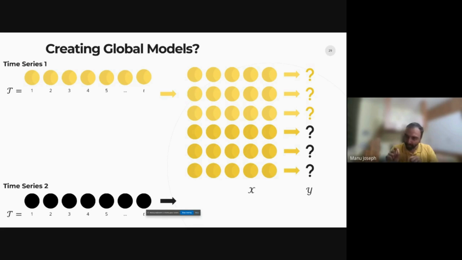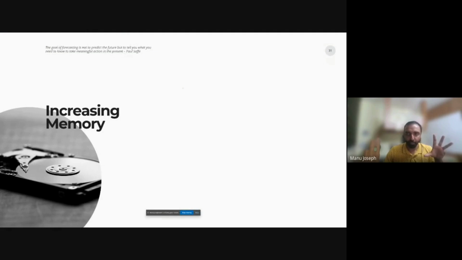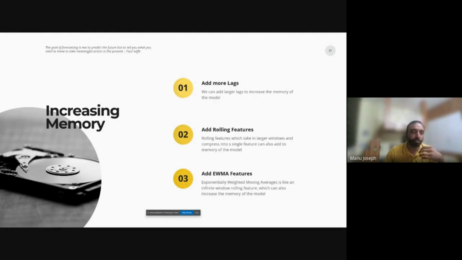Technically, this is still a global machine learning model, although it might not do that well because we need to do some more feature engineering to get this working better, which is what we are going to look at in the next couple of slides. So how do we make these things better? The first thing is increasing memory. Instead of just 3, we can have more lags. And these are all the features that we already talked about, right? So adding more memory is in the window of information that you give to the model.